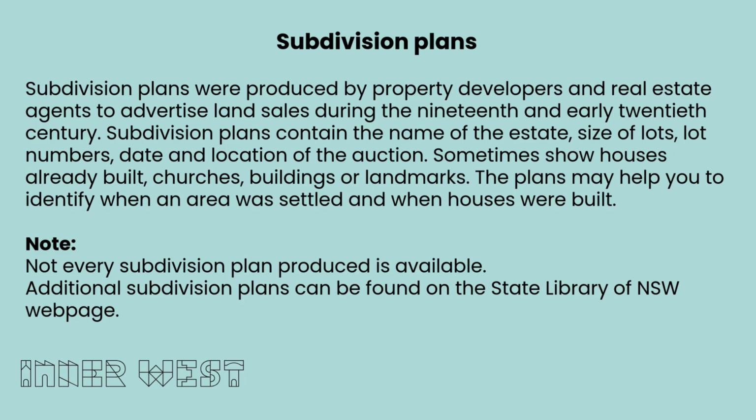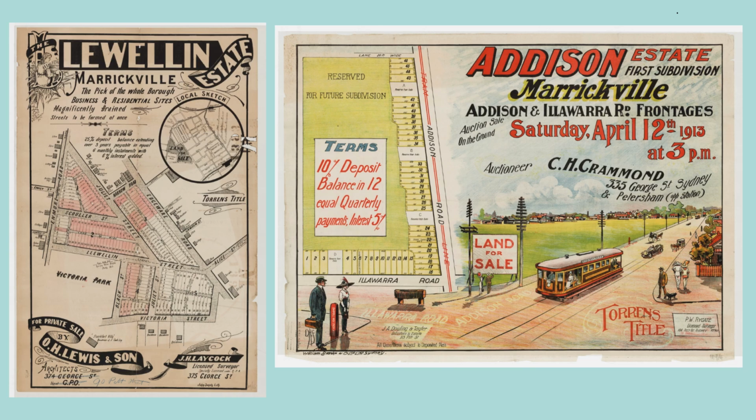Subdivision plans are part of the early mapping and advertising of lots up for sale in Sydney. These contain the estate names, which are also on the valuation lists, the size of the lots, lot numbers, and the dates and locations of the auction. It can also show the surrounding areas that already have houses, churches, or important landmarks built. This can assist in confirming build dates for the house, and we have a selection of these subdivisions searchable on the catalogue, as well as coloured versions available and downloadable on the State Library New South Wales website.